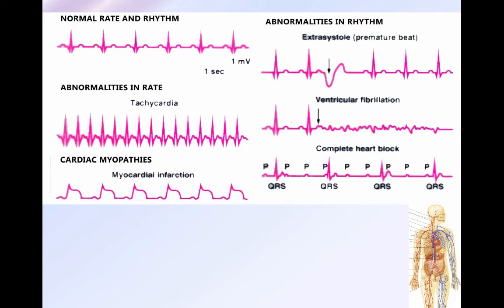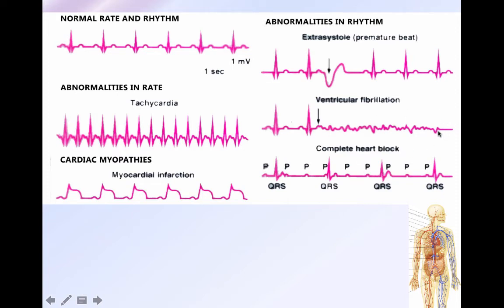And so you can look at these and see some of the differences. Tachycardia is just an abnormally high heart rate. And so not surprisingly, you can see that there. And then we can get things like premature heartbeats. Here you can see ventricular fibrillation.